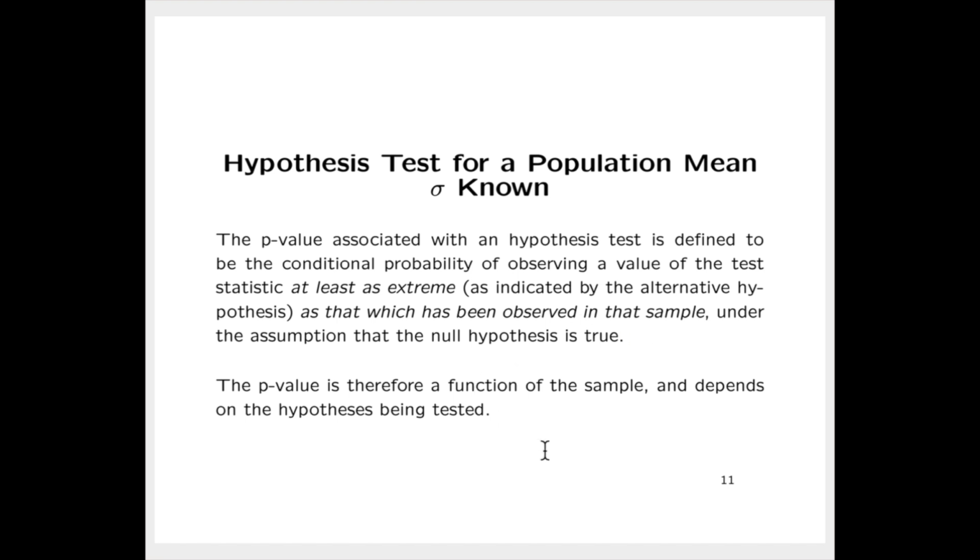Okay, so that's the technical definition of the p-value expressed in words, right? So it's very important that you understand this. So make sure that in your notes you really emphasize this and you commit this definition to memory. All right, now based on this definition, we can see that the p-value depends on the sample. It's a function of the sample because it depends on the observed data. And it also depends on the hypotheses being tested, whether it's a two-tailed test, a left-tailed test, or a right-tailed test.